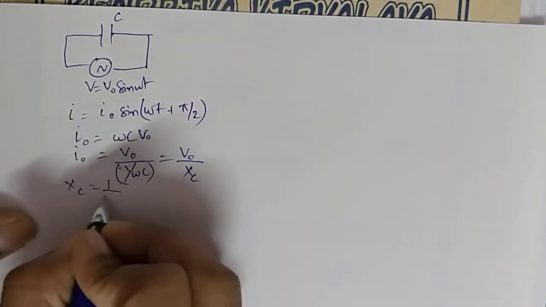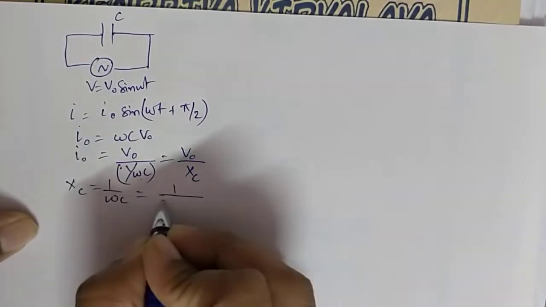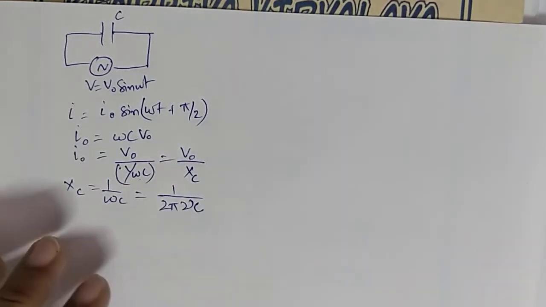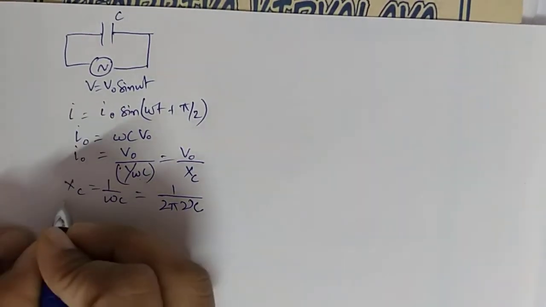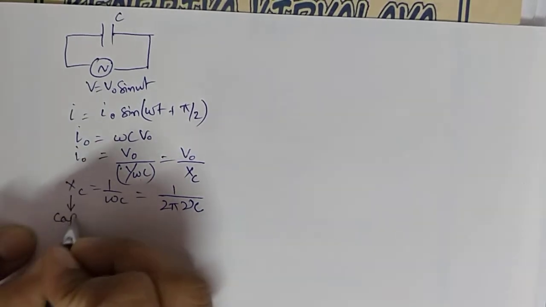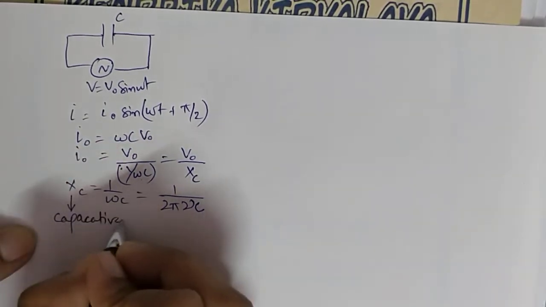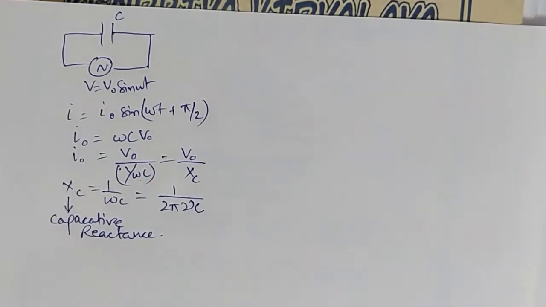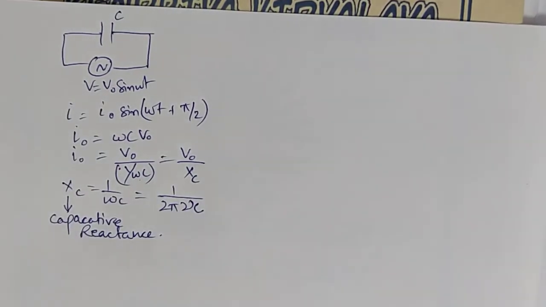XC is equal to 1 upon omega C, and omega is equal to 2 pi nu, so 2 pi nu C, where nu is the frequency. Now you see this XC is called capacitive reactance, and its function is to oppose the current in the capacitor when it is connected to an AC source.